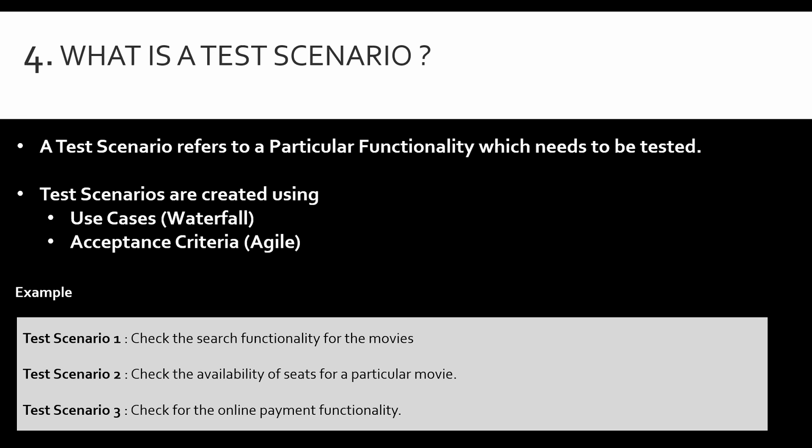This is where the customer logs in, selects the movie, the timings, and then goes to a screen where it shows which seats are available or which seats are not for selection. The seats which are available may be in white and the seats which are not available can be grayed out. Test scenario number three, check for the online payment functionality. This is a functionality where the customers can pay using credit card, debit card, PayPal, or any mobile wallets.